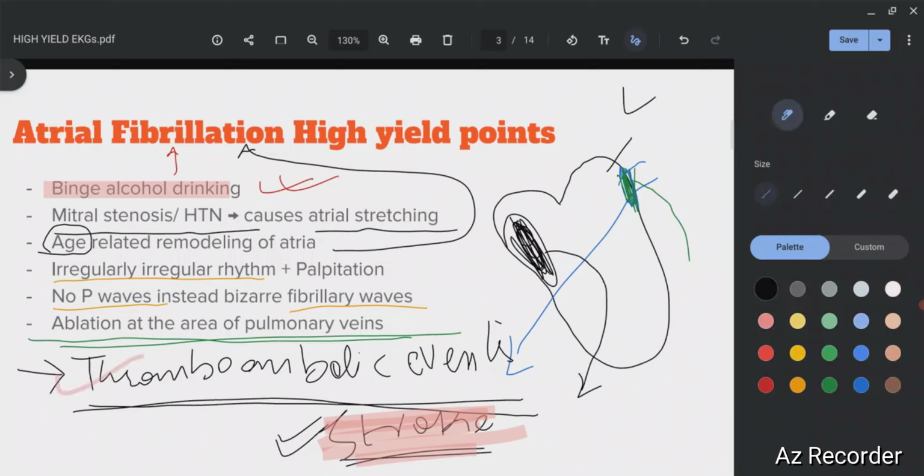So all of these things are very important, and you don't need to know anything else in atrial fibrillation. These points are enough for you. Best of luck.